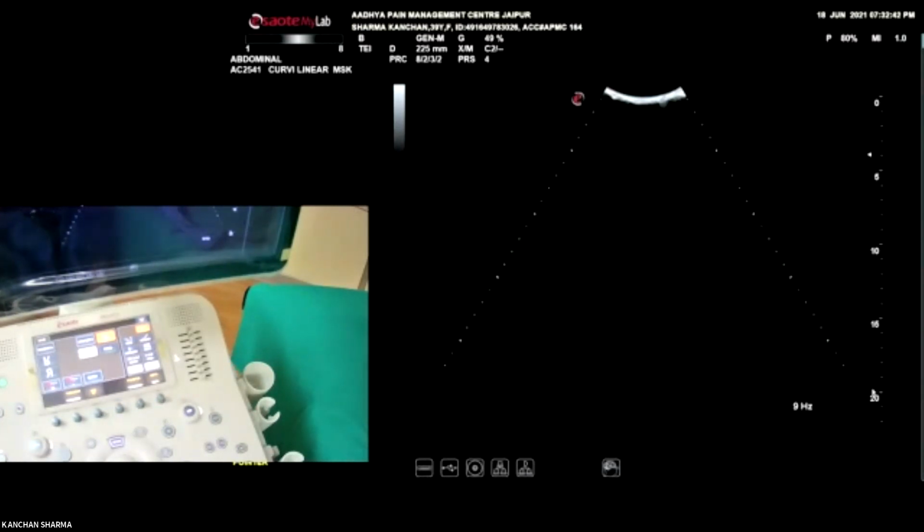Differentiate between artery and vein in Doppler. I think I have shown you, Dr. Ishan. I have put the color Doppler on the brachial artery.